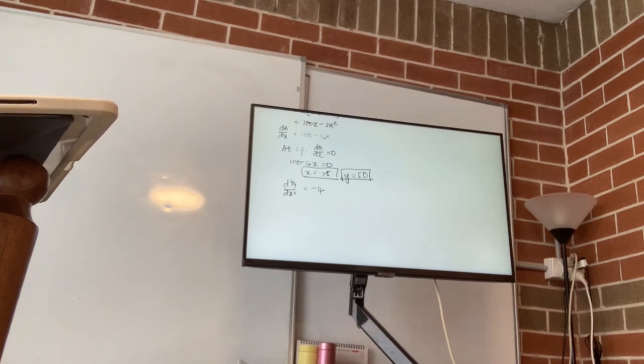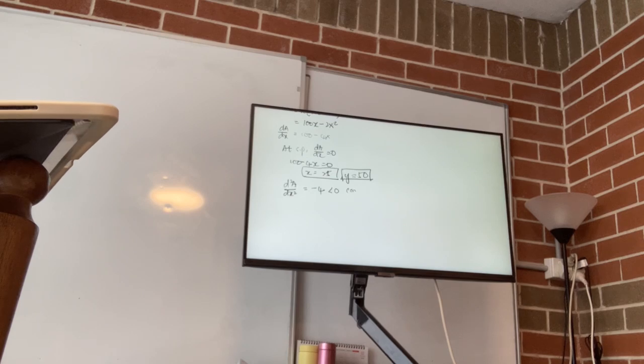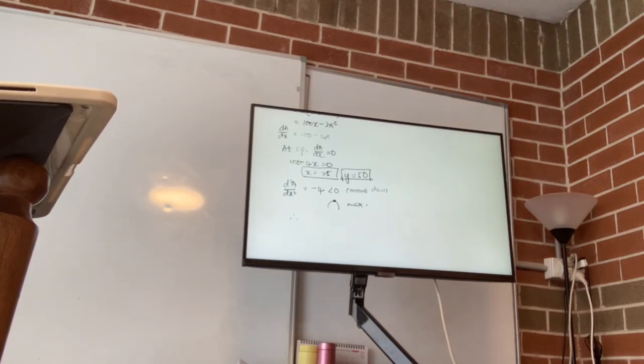d squared A over dx squared will be minus 4. This is so nice. I don't even have to sub in the number because this is always less than 0. It's always concave down. When this is concave down, that means it creates a maximum.